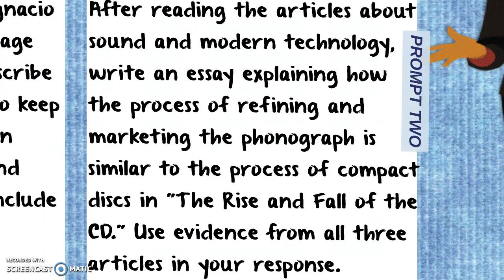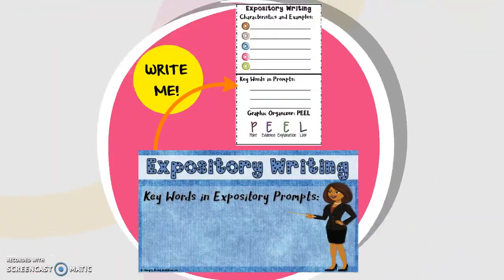So you're explaining. The next prompt. After reading the articles about sound and modern technology, write an essay explaining how the process of refining and marketing the phonograph is similar to the process of the compact disc in the rise and fall of the CD. Use evidence from all 3 articles in your response. So you have 2 articles on sound and modern technology, 1 article on the rise and fall of the CD, the compact disc basically, and you're comparing both of those and saying how they're similar. That is an example of expository writing.